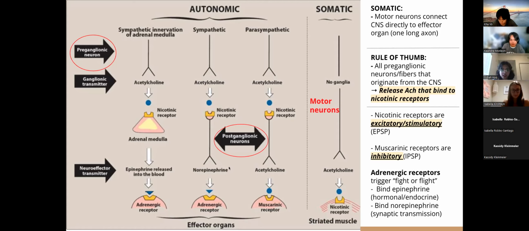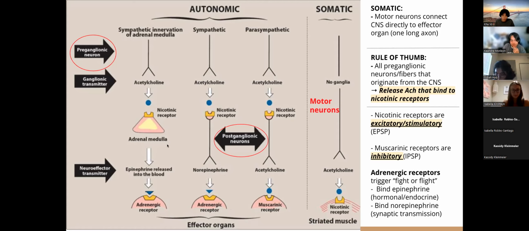What happens to this norepinephrine is that it binds to adrenergic receptors. Adrenergic is just another way of saying adrenaline receptors. And sympathetic, remember, is fight or flight. So fight or flight, adrenaline. So that's an easy way to remember sympathetic, as well as the receptor that is associated with it.